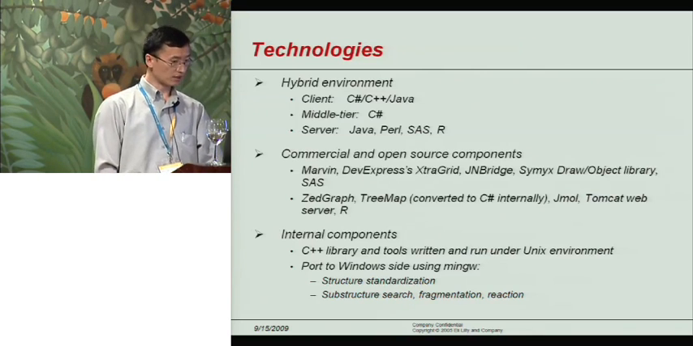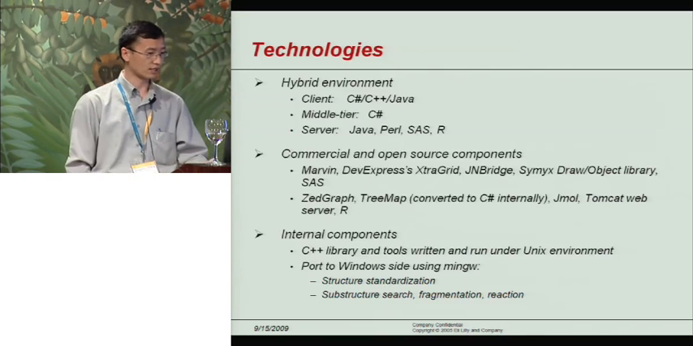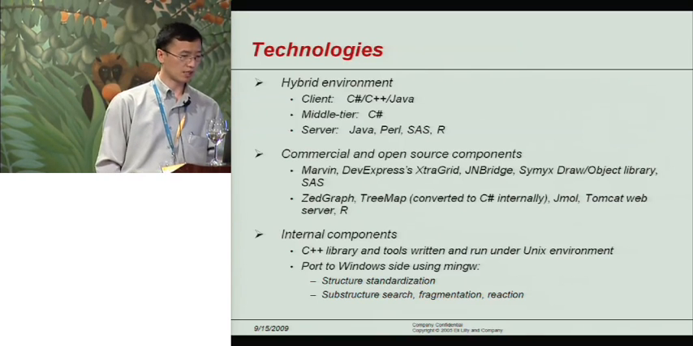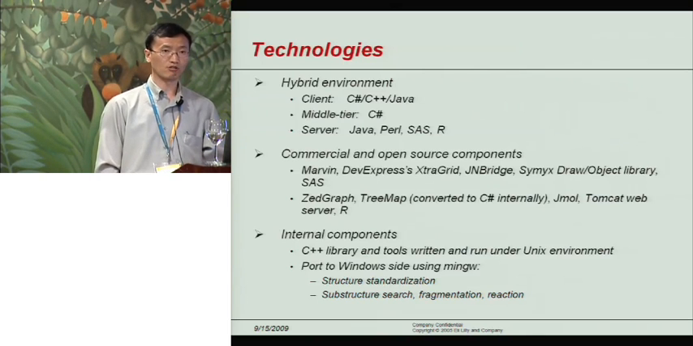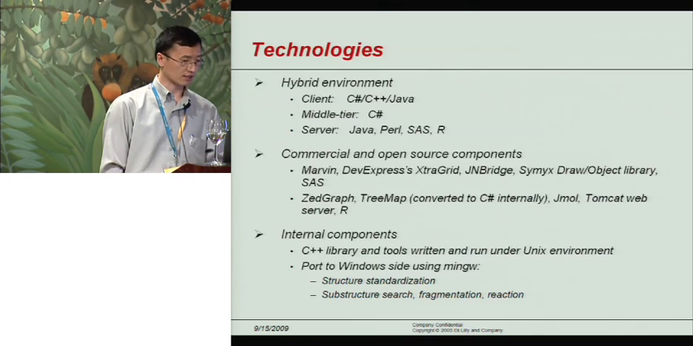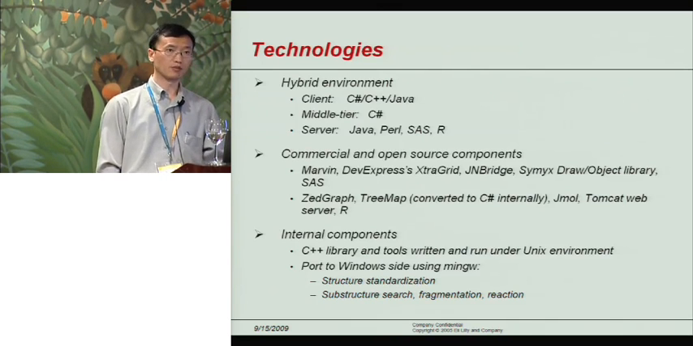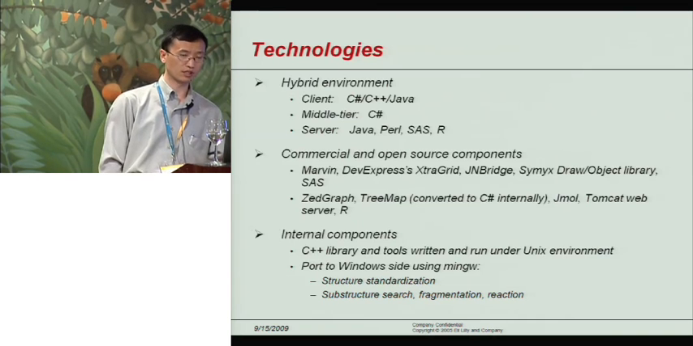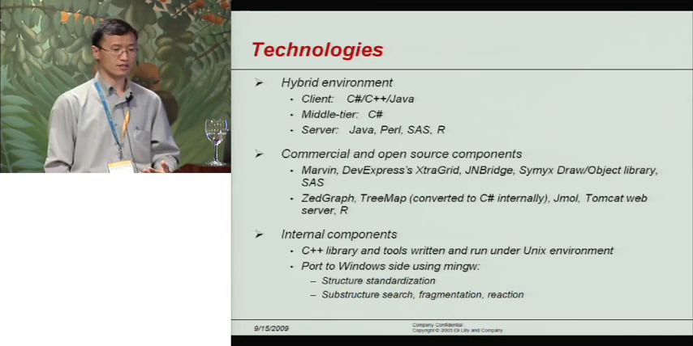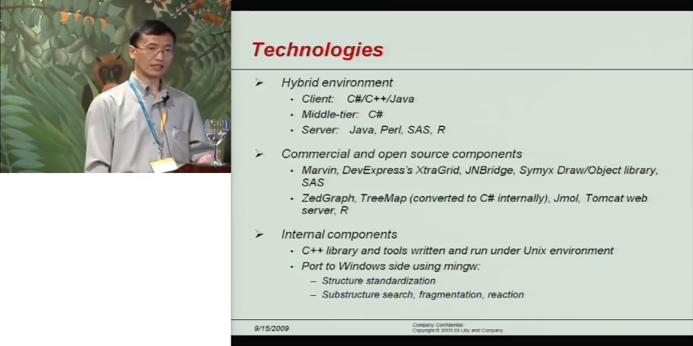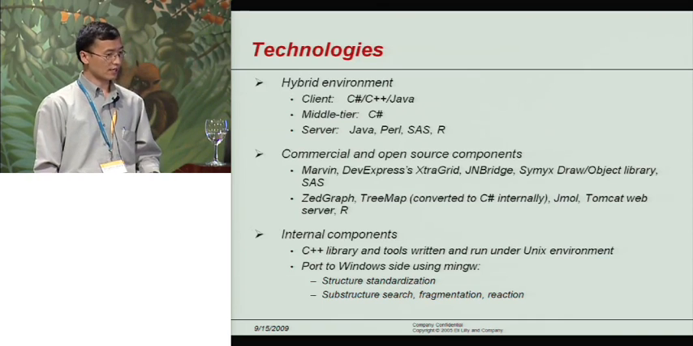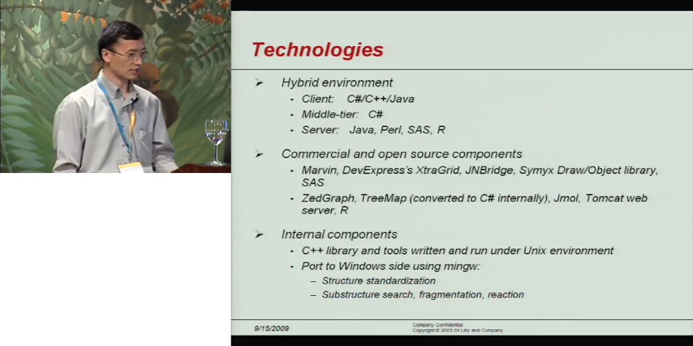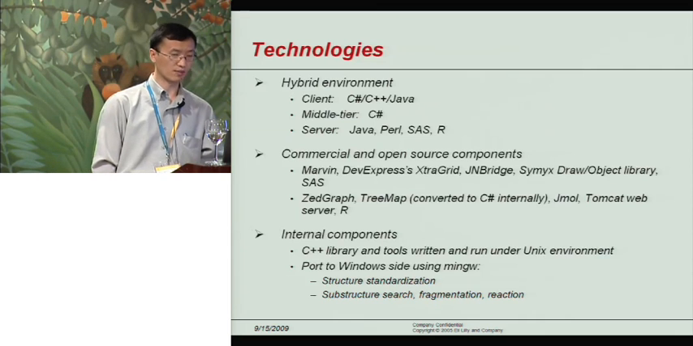Some internal components as well. We have a huge amount of C++ libraries to do all kinds of cheminformatics, and they have been running on Unix for a very long time. They are very robust and very good speed-wise. So we actually imported some of those tools to the Windows side, mainly to take advantage of the desktop performance. Some functions include structure standardization, substructure search, and fragmentation reaction.